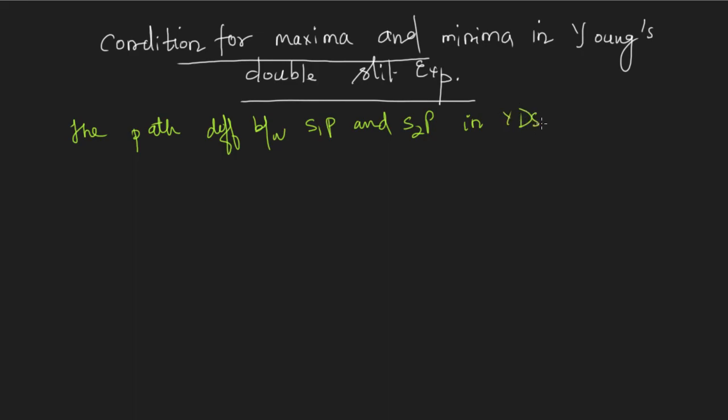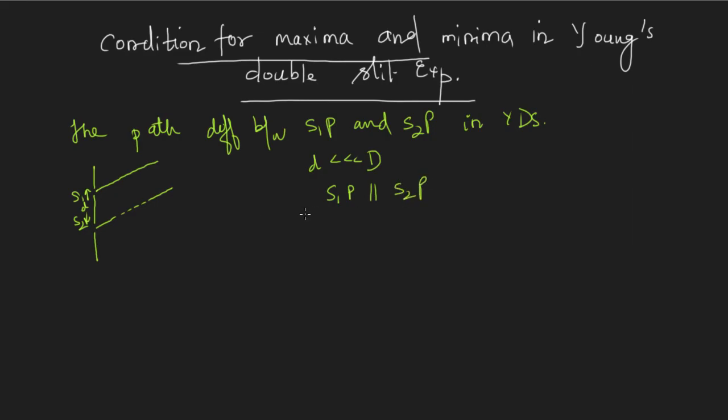In Young's double slit experiment, we can also see these two waves emerging from S1 and S2 as parallel rays. This I can say because the distance between the two slits is very small as compared to the distance between the source and the screen. So I can take an approximation that S1P is parallel to S2P.